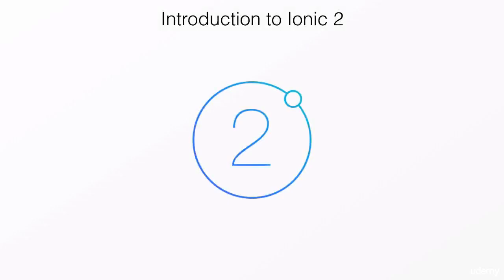Hello and welcome to this course on Ionic 2. Ionic is an HTML JavaScript framework that allows you to create apps for any mobile device and the web at the same time using the same set of code.